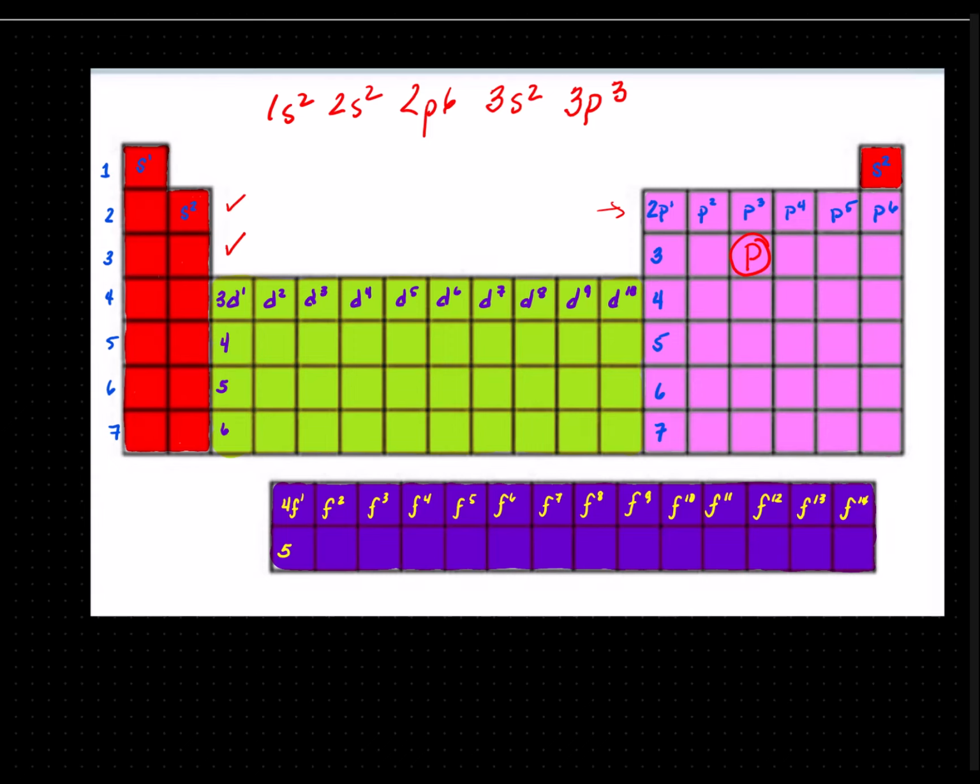So let's do another one. Yttrium is right here on your periodic table. Again, we're going to start with the lowest energy level, which is 1. And we know all of 1s2 is filled because we need to go to 4d. The next row is 2s2, followed by 2p6. The next row is 3s2, followed by 3p6.